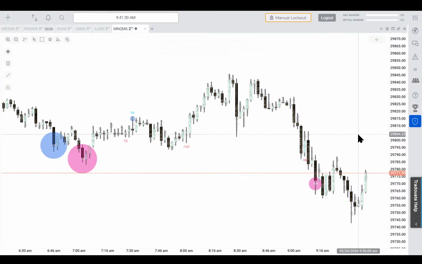MNQ pushing needs to close above 70-90 to flip the directional switch. You're watching the next close.